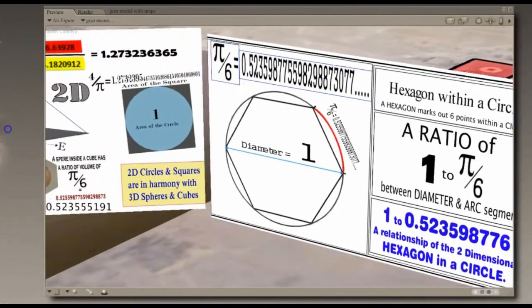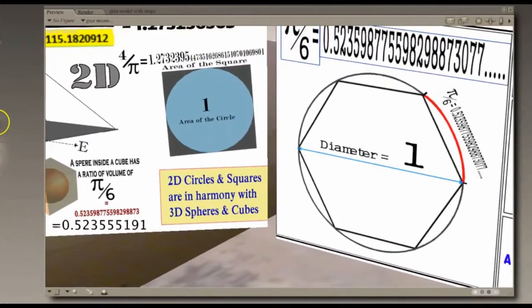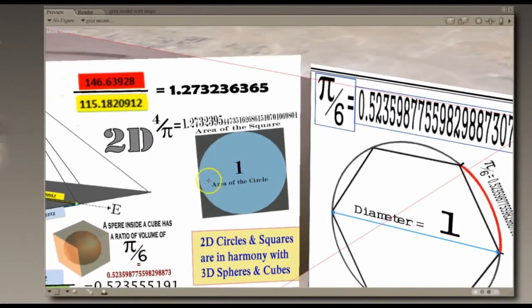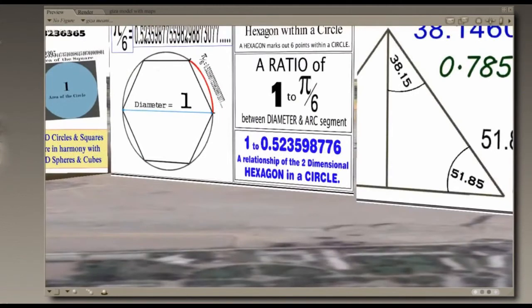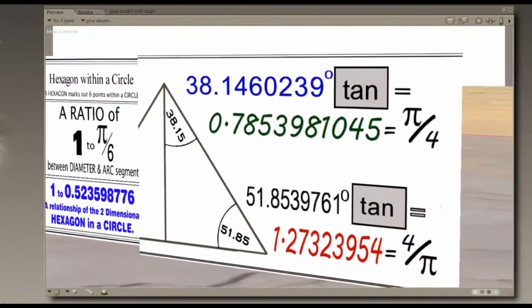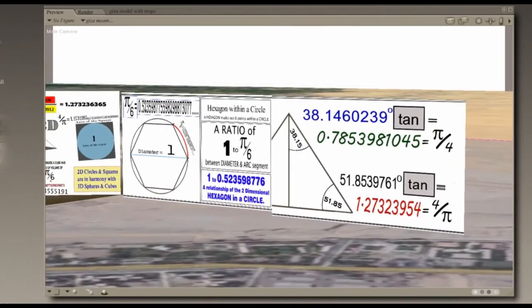But staying on this 1.273, the ratio of area of a circle and a square, 1.2732. What else do we have? Sheer coincidence, sheer luck. What we get is 1.273239, which is 4 over pi. That's the area of a circle inside a square, and the inverse angle in tan is pi over 4. The same thing's happening over and over again.